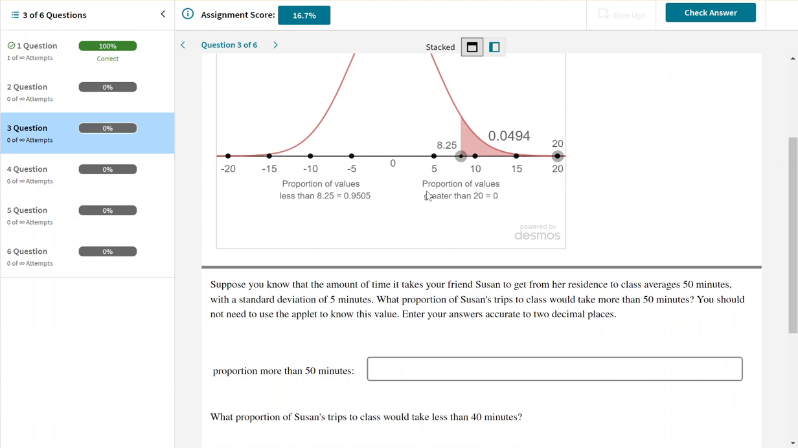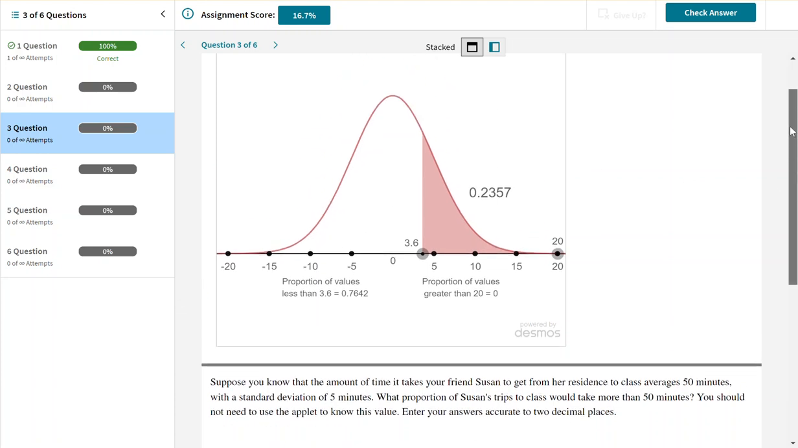But if you're doing something with a mean of 50 and a standard deviation of 5, think about how that is going to change the graph. The standard deviation is a spread, so the spread is going to stay the same. It's just that the center is going to be at 50 instead. So just play around with the numbers. You can move these sliders and points around to find proportions, sliding them to the left and to the right.